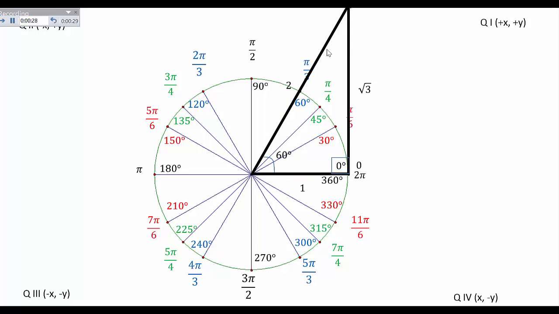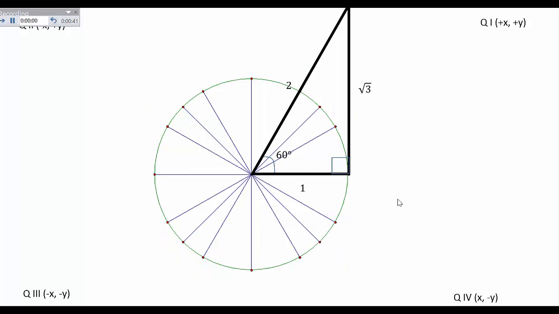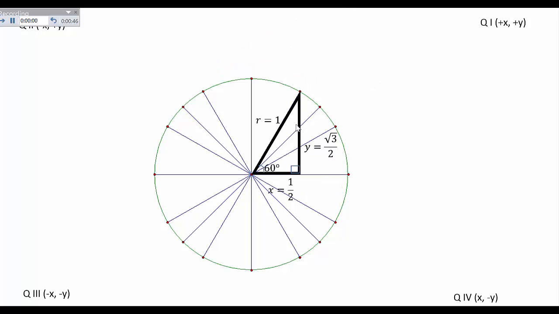Right now it looks like the radius is 2, but we want the radius to be equal to the unit circle, which is 1. So we want a radius of 1. Let's divide all 3 of the sides once again by 2. If we divide by 2, that'll scale our triangle down to where we have a radius of 1.